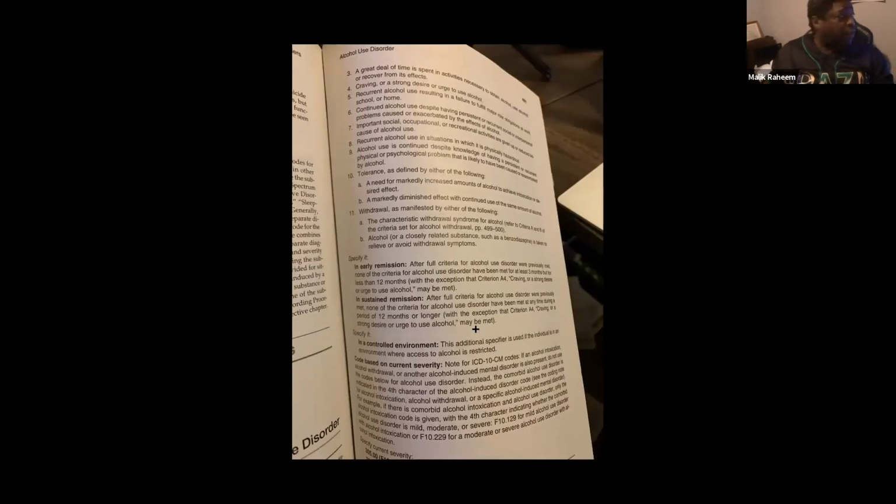As they meet these criteria, you're going to look into specifying whether it's early remission, sustained remission, or if specified they're in a controlled environment. You're going to do these types of things for your diagnosis. First you're going to make an assessment to see where the client stands and how well they meet these criteria. Once you do that, it's easier to verify.